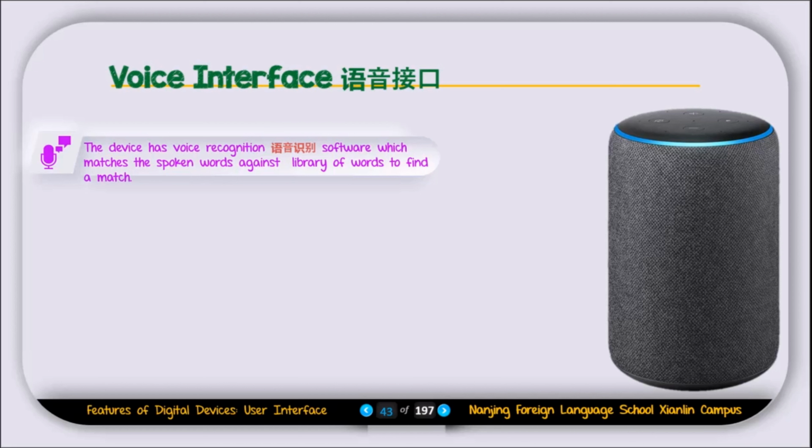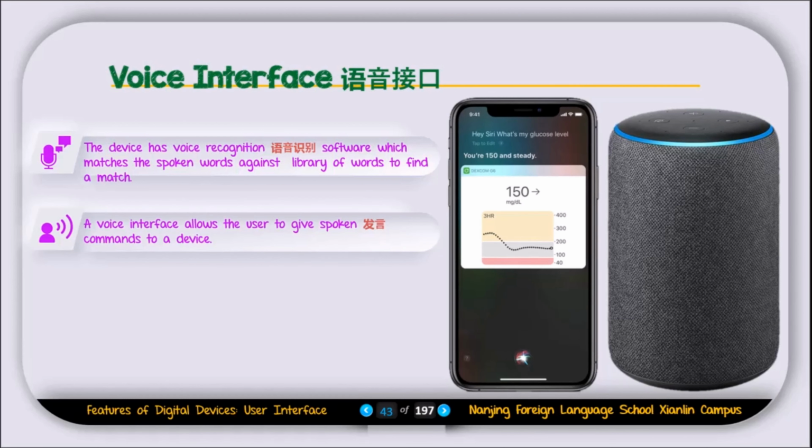When you say something, like turn on the light, you can just say to Alexa, turn on the light. Alexa will find what those words mean from the cloud and then perform the operation. A voice interface allows the user to give spoken commands to the device. You speak, and the voice interface performs that action.